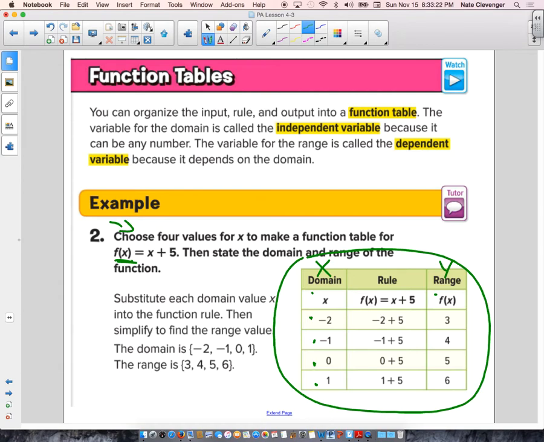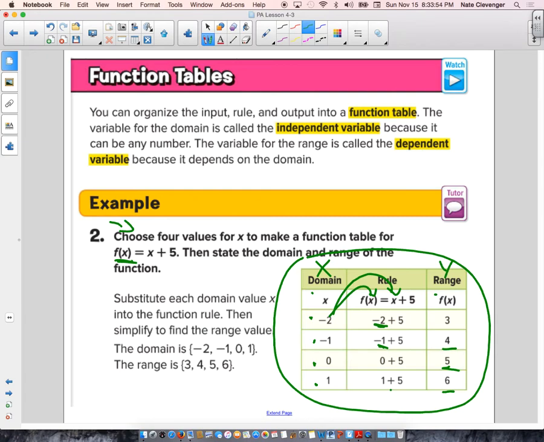Then they filled in the rest of the chart, once they get those, by substituting in the value of -2, since that's the x. That's going to be f of -2, so you put in -2 here. That's what they've done. -2 plus 5 is 3. So your f of x is equal to 3, or f of -2 is equal to 3. Then you plug in -1 plus 5 is 4, 0 plus 5 is 5, 1 plus 5 is 6. That is your function table.